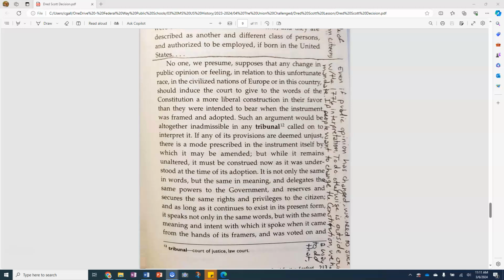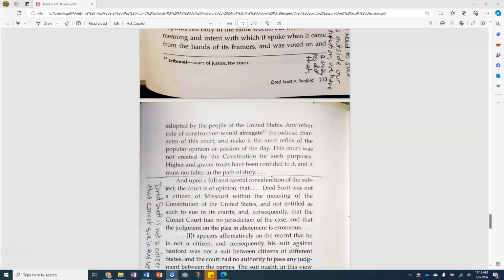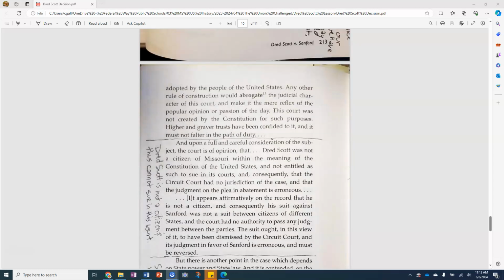And as long as it continues to exist in its present form, it speaks not only in the same words, but with the same meaning and intent with which it spoke when it came from the hands of its framers, and was voted on and adopted by the people of the United States. Any other rule of construction would abrogate the judicial character of this court, and make it the mere reflex of the popular opinion or passion of the day. This court was not created by the Constitution for such purposes.